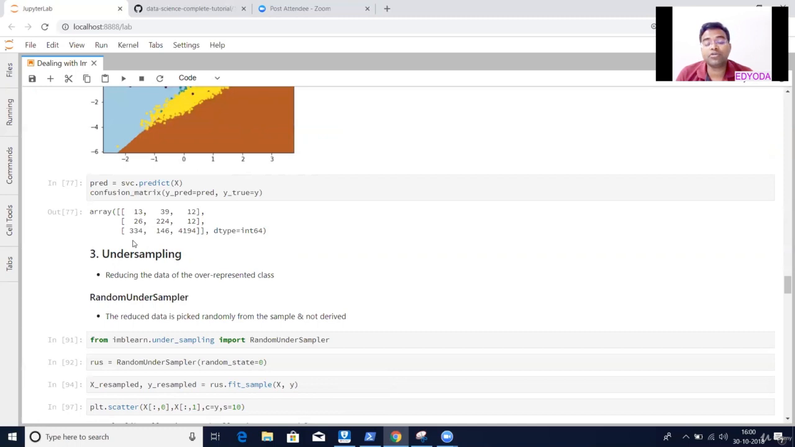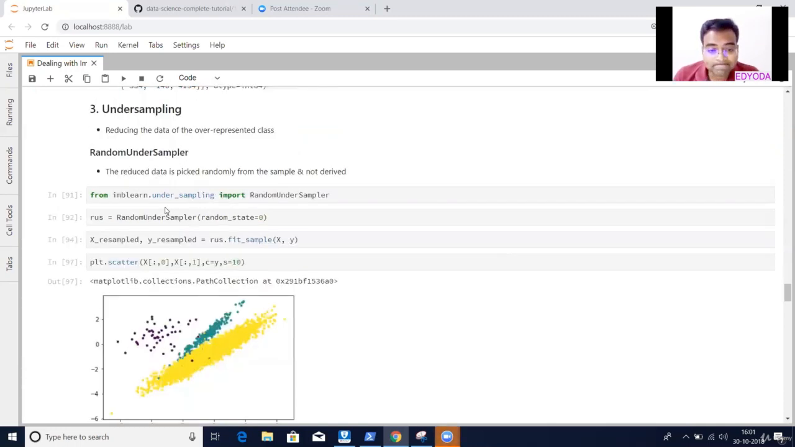Followed by this, we'll understand undersampling. This basically tries to deal with the data which is overrepresented, to bring it to the same scale as the underrepresented class. Undersampling means reducing the data of the overrepresented class. That's the whole philosophy around it. The first technique is random undersampler. It randomly picks points from the entire data set of the overrepresented class, so that it is on the same scale as the underrepresented class.